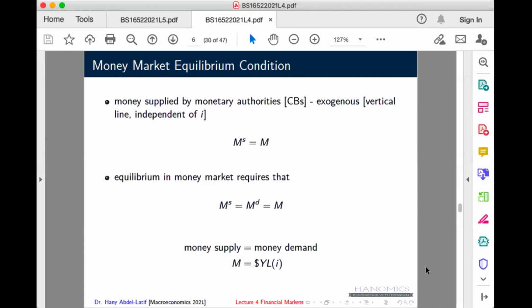So in that case, equilibrium in the money market will happen when money supply equals money demand, and equals that given exogenous variable, which is the money supply, or what the central bank decides for the money supply.